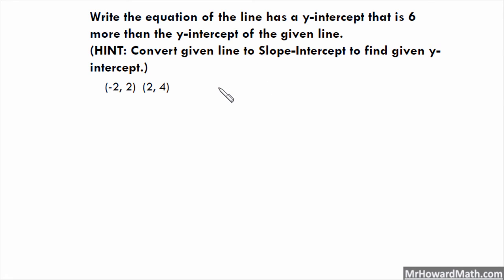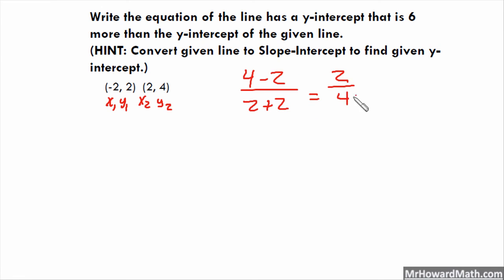So we start by finding the slope. We label these points, x1, y1, x2, y2. Fill in the slope formula, so 4 minus 2 over 2 minus negative 2 flips to 2 plus 2. 4 minus 2, 2. 2 plus 2, 4. Reduce. Slope is 1/2. So I need to write it in slope-intercept form. Slope-intercept is y equals mx plus b. So the only thing that I'm missing right now is the b, the y-intercept.